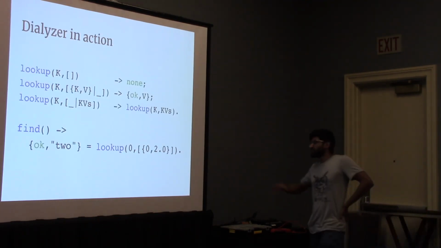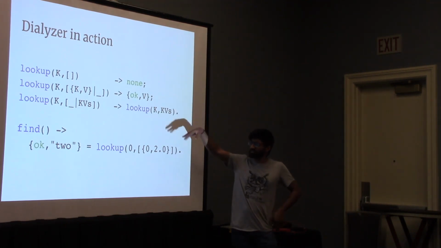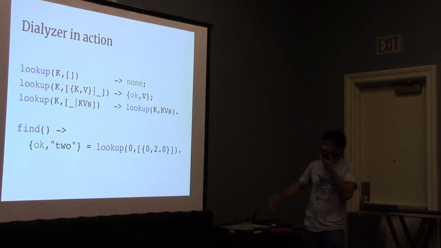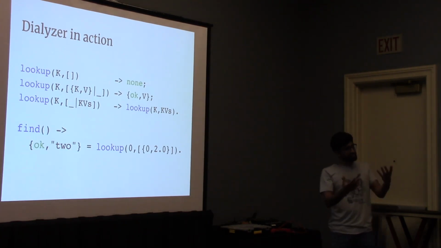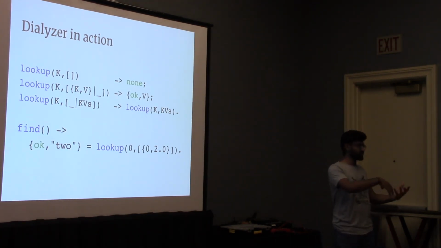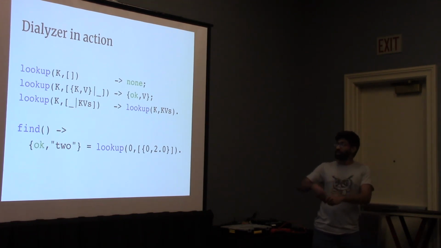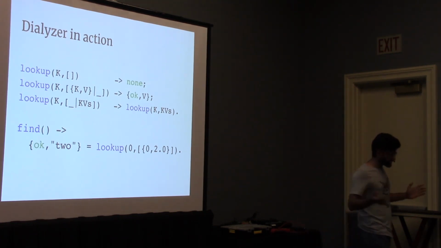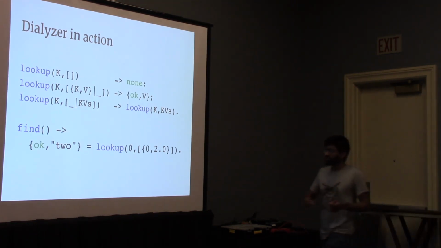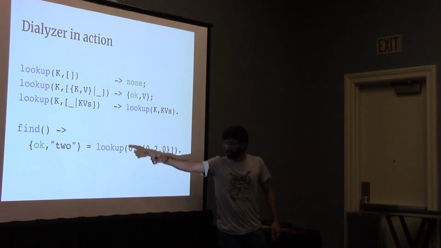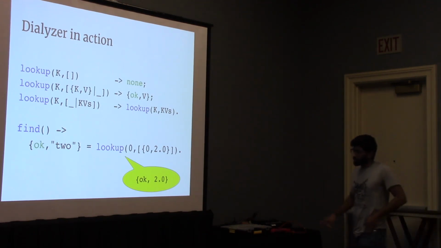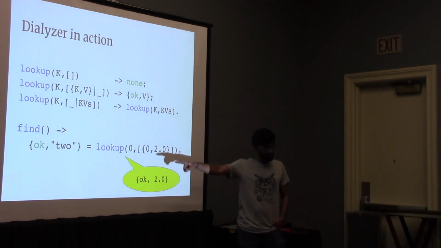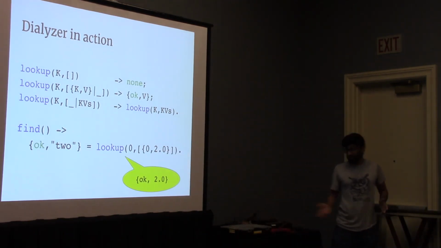Consider these two functions. One's a lookup function, which accepts two arguments, a key and a list of key-value pairs. If it finds the first argument in the list of key-value pairs, it returns the corresponding value, otherwise it returns none. It's a simple, straightforward lookup function, and find is basically an application of lookup, and it pattern matches with OK 2. But note that lookup returns an OK and a float 2, and it's matched against a string 2, which means it's going to fail at runtime.